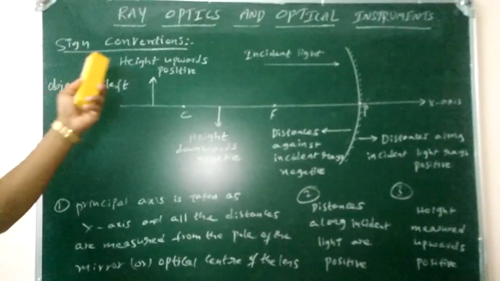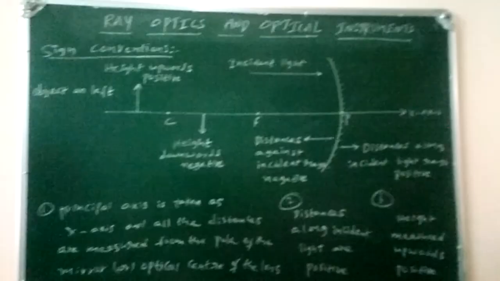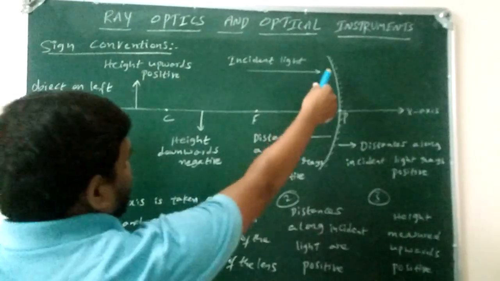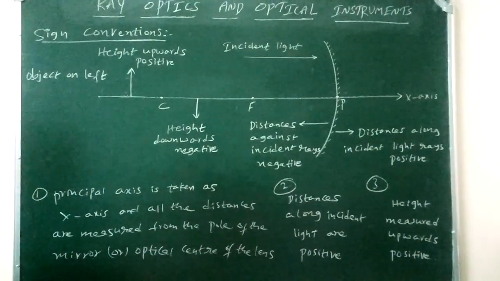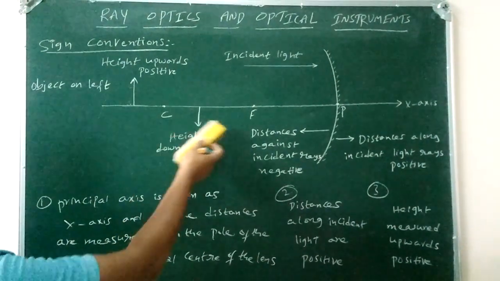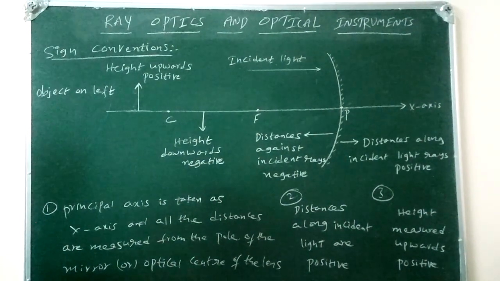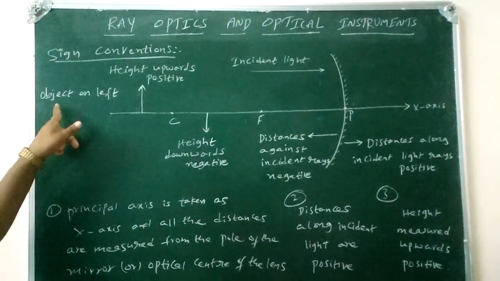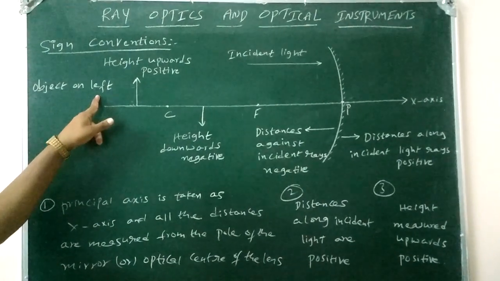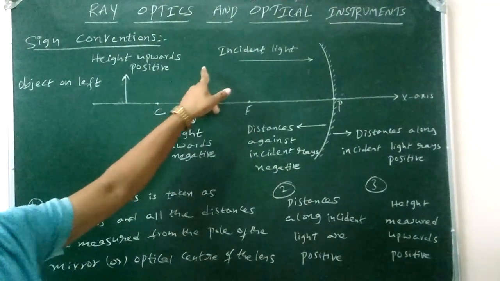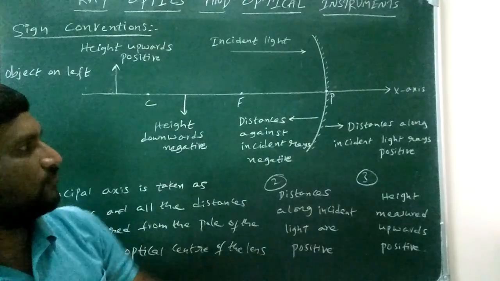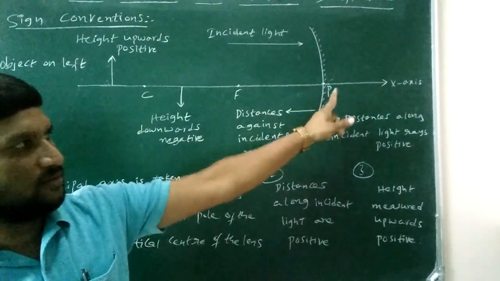Today we discuss sign conventions. This is the concave mirror, you know very well. This is the center of curvature of the concave mirror, and this is the focus. Here we are going to get the object on the left side, and the light is going to be incident like this, and this is the principal axis.